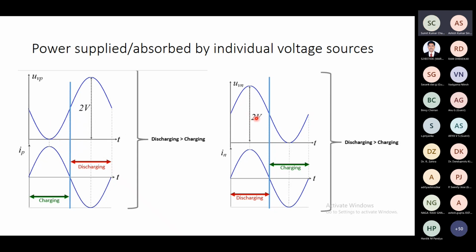Similarly, for the lower arm, for UVN, this is the output voltage. And as I said, when the upper arm is charging, the lower arm is discharging, and vice versa. So again, the lower arm is also having a higher amount of discharge. So overall, over a cycle, even if there are charging instances in both upper and lower arm, over the cycle both upper and lower arm will be discharging.